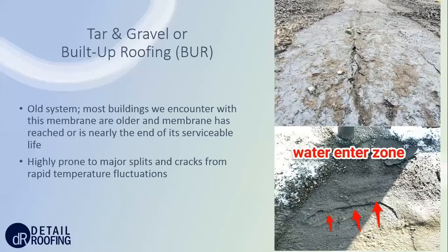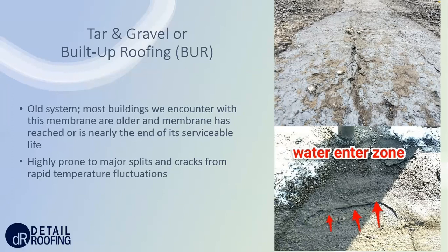With tar and gravel or built-up roofing, this is an older system. We don't commonly see this installed on newer buildings anymore. The system that has sort of replaced this in flat roofing would be 2-ply SBS or modified bitumen membrane.